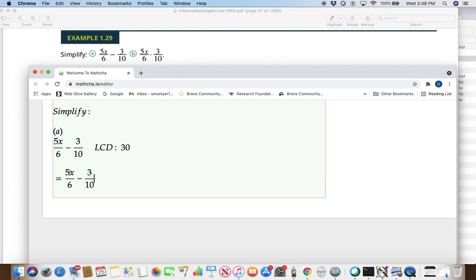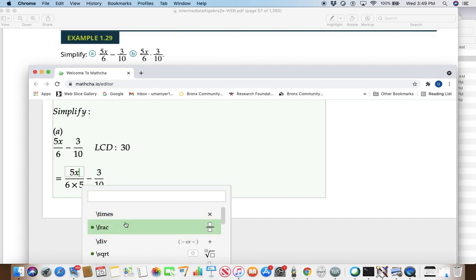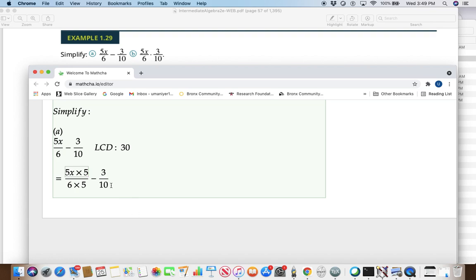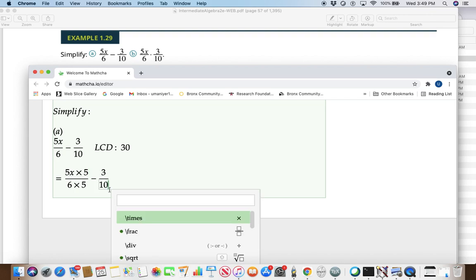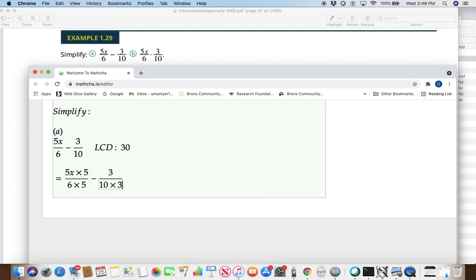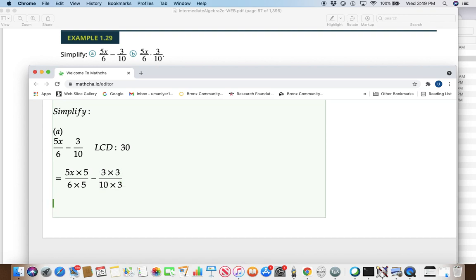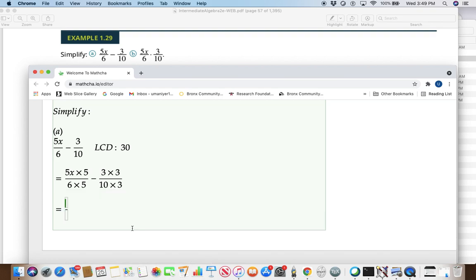So 6 times what is 30? 6 times 5. Whatever you multiply to the denominator, you multiply to the numerator. 10 times what is 30? 10 times 3. Whatever you multiply to the denominator, you multiply to the numerator.